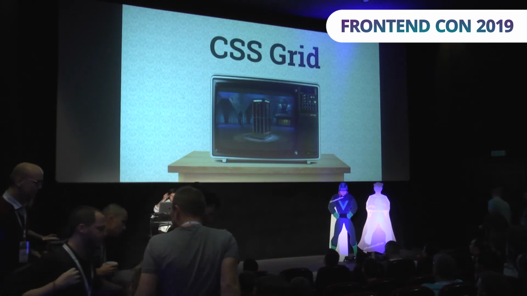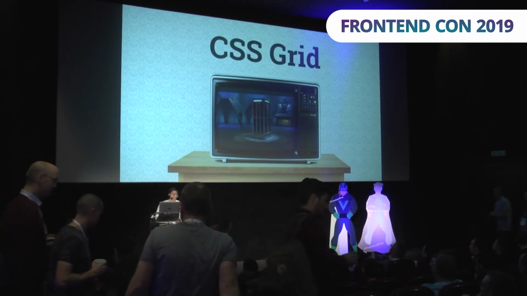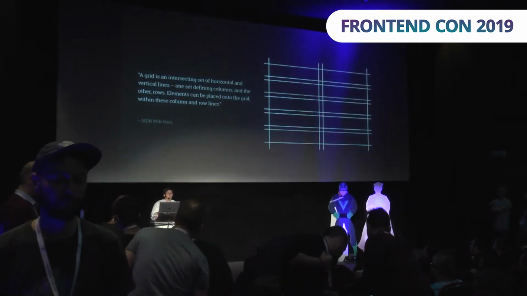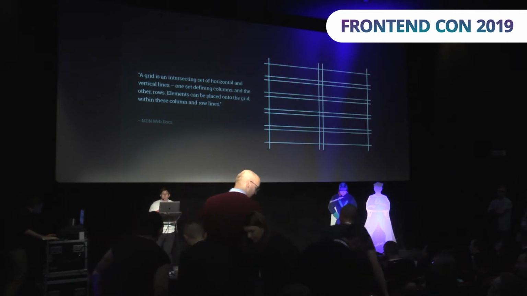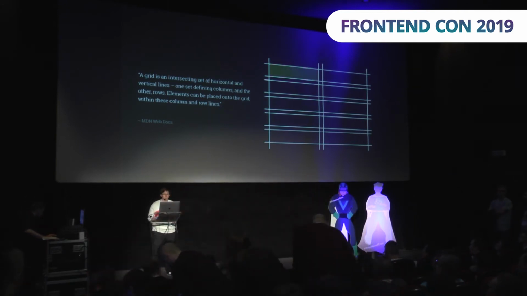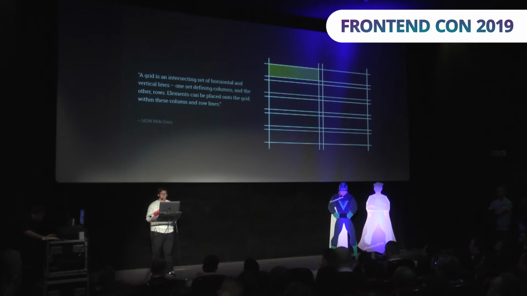Anyway, back to CSS Grid. So MDN Web Docs defines it as: a grid is an intersecting set of horizontal and vertical lines, one set defining columns and the other rows. Elements can be placed onto the grid within these columns and row lines. So this rather neatly sums it up.